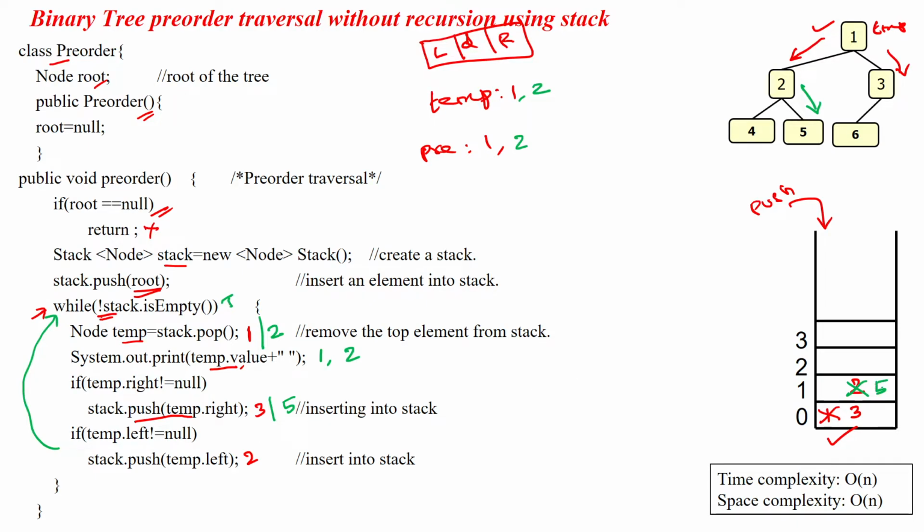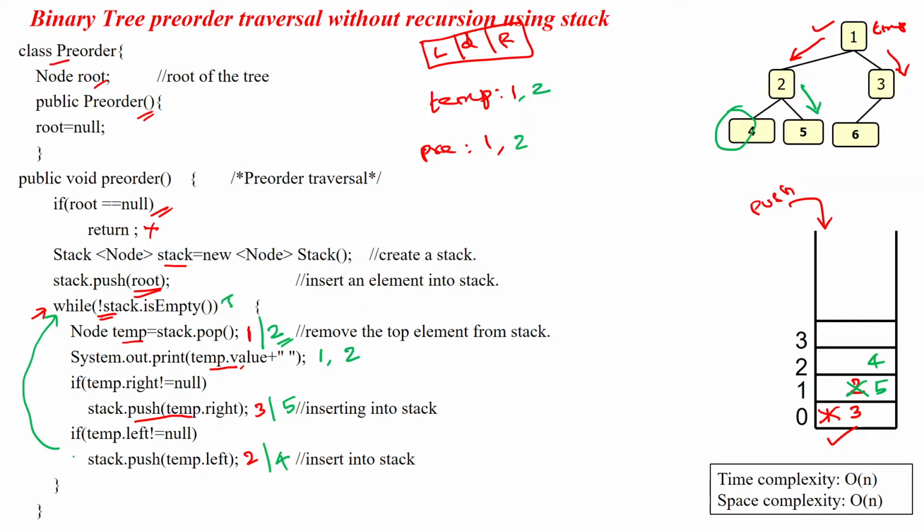So 5 is pushed into the stack. Then we are checking temporary dot left. Temporary is now 2, right? So 2 dot left is now the 4. So 4 is inserted into the stack.